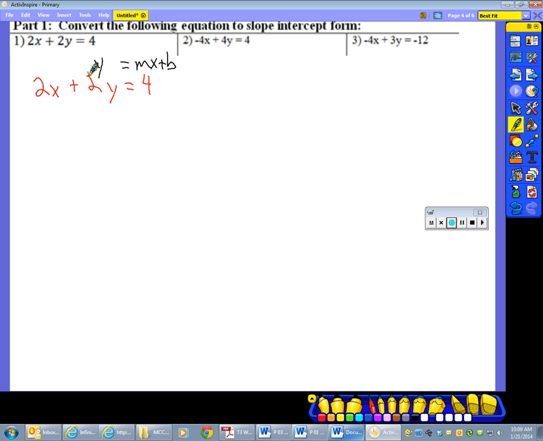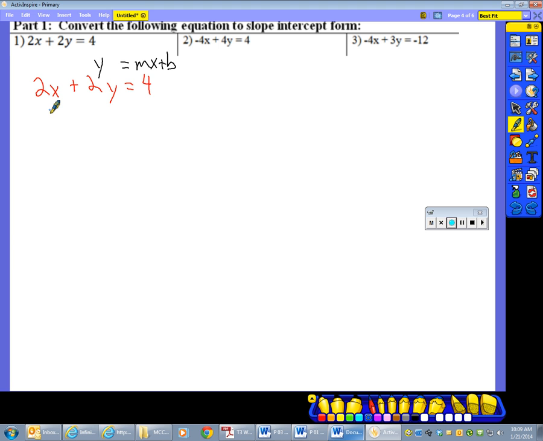See, on this left side, I want only y's to be on this side. Everyone else goes on the other side. So you see this 2x right here, he's not a y, but he's sitting on the side that I want only y's to be on. So I need that 2x to go away.